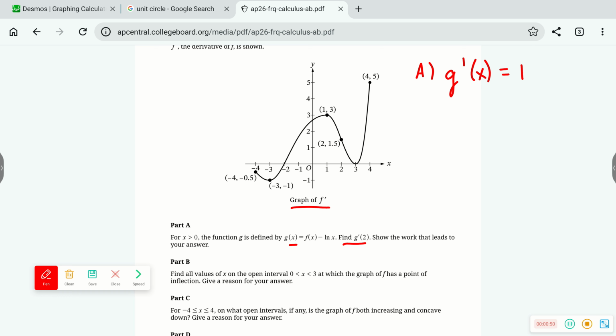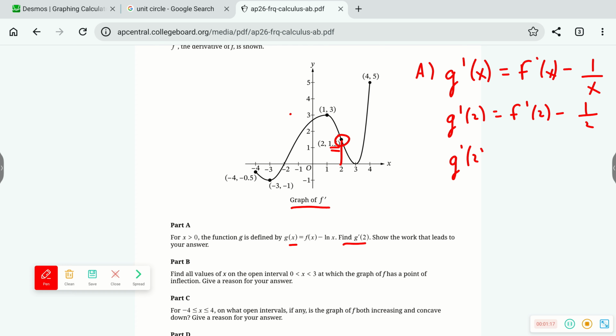Well, the derivative of f of x is f prime of x, and the derivative of the natural log of x is 1 over x. Now that you should know if you're taking AB calculus. g prime of 2 is therefore f prime of 2 minus 1 over 2. And f prime of 2, remember, know what you're looking at. You're looking at f prime. So f prime of 2 is right there. It's 1.5. So g prime of 2 is 1.5 minus 0.5, that's just going to be 1. So I'm liking g prime of 2 to be 1 for part A.